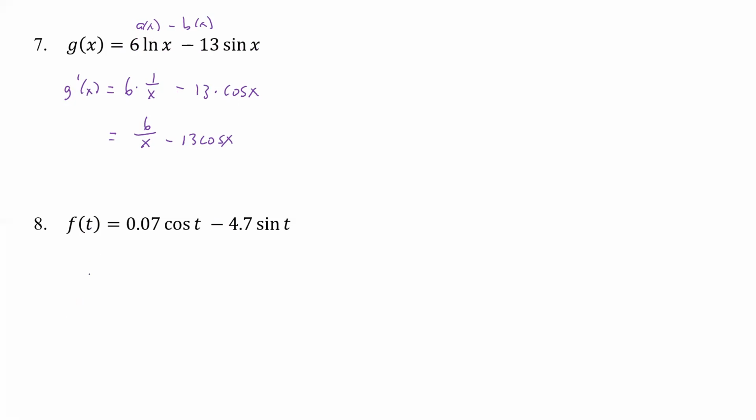Okay, so now this one we have a cosine. So now we have to remember a cosine because we haven't done one of those yet. So f prime of t, now I'll probably end up switching these to x's, but is going to be, well, we have our constant 0.07. Now the cosine of t, when we take the derivative of that, that gives us a negative sine of t. And then we have minus 4.7. Now the derivative of sine is just cosine, so that's cosine t. So simplified, that gives us negative 0.07 sine t minus 4.7 cosine t. And that's going to give us our derivative.